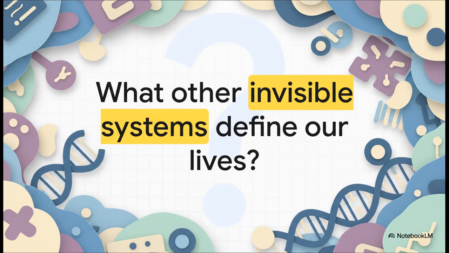So in the end, this whole system is so much more than just a list of codes. It's really an invisible architecture that shapes our health from the moment we are born. It's a powerful reminder that sometimes the most important systems are the ones we never even see. It makes you think, doesn't it? What other invisible systems are out there quietly shaping your life right now?